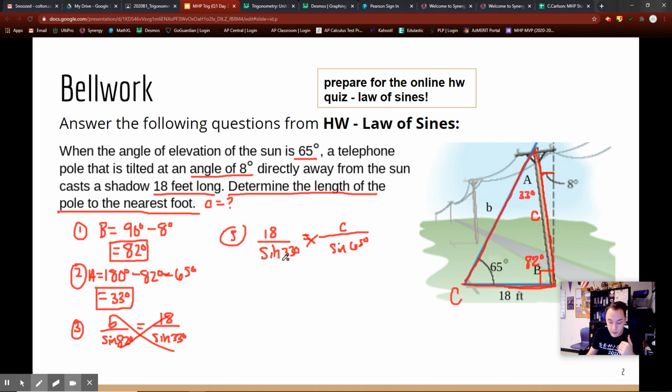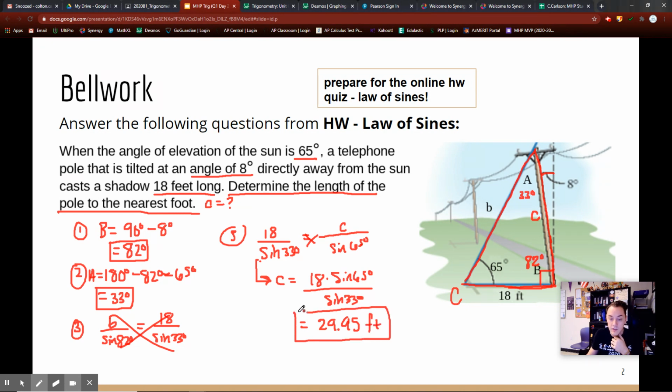Now when I cross multiply this, I get C equals 18 times sine of 65 degrees all over sine of 33 degrees. And of course, you can plug this on Desmos, if you watched the previous video, you should know how to plug this on Desmos or on just a regular calculator. But what you get is 29.95 feet. Okay, and this is the length of the pole.